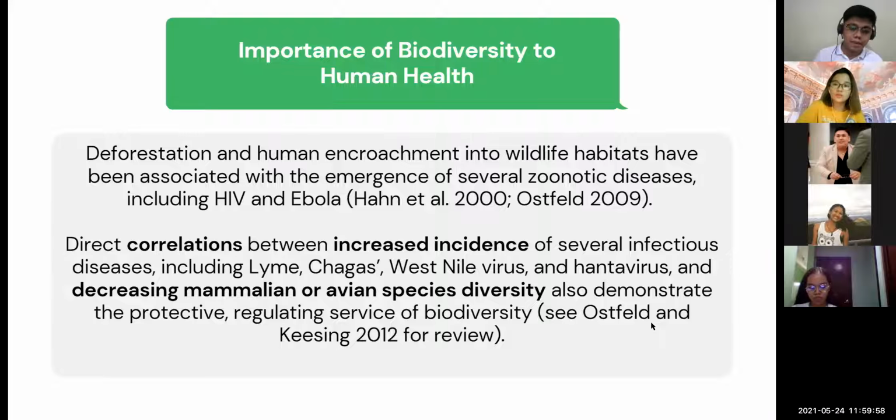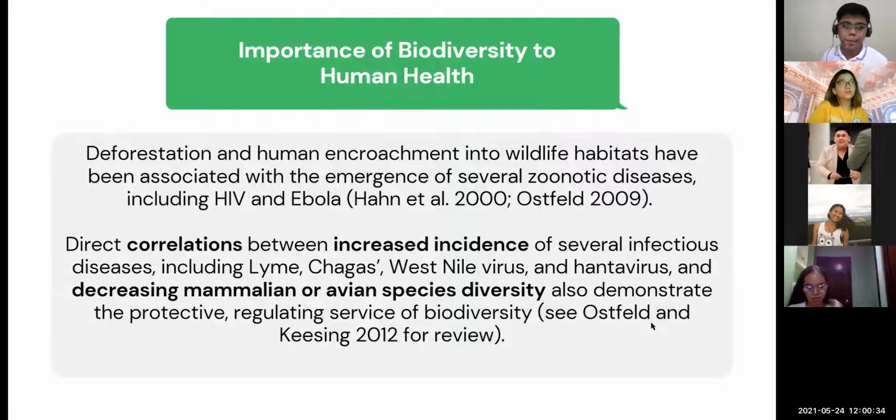Okay, so here we have the statement by Han and Ostfeld: deforestation and human encroachment into wildlife habitats have been associated with the emergence of several zoonotic diseases, including HIV and Ebola. And knowing the current hypothesis for the origin of SARS-CoV-2, this is also relating to the illegal wildlife trade and illegal market of different exotic animal meats.